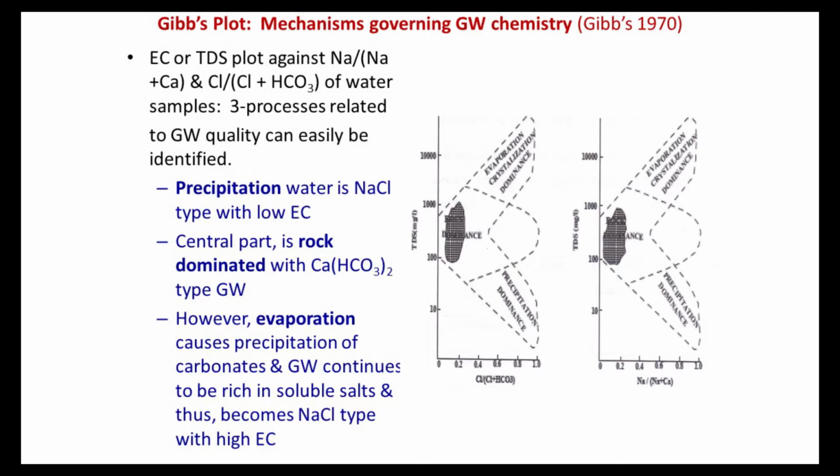The first is precipitation water, of sodium chloride type with low electrical conductivity, which has been shown on the right hand side and the lower side of the diagram. The central part, as shown in the figure, is rock dominated, with calcium bicarbonate type groundwater. And the third one is evaporation, which causes precipitation of carbonates, and groundwater continues to be rich in soluble salts and thus becomes sodium chloride type with high electrical conductivity.